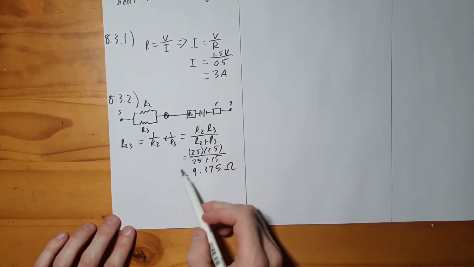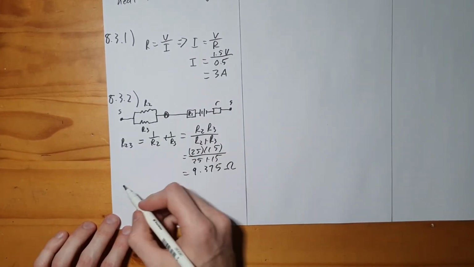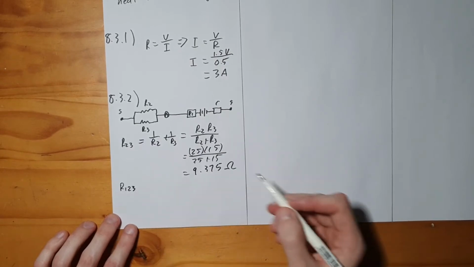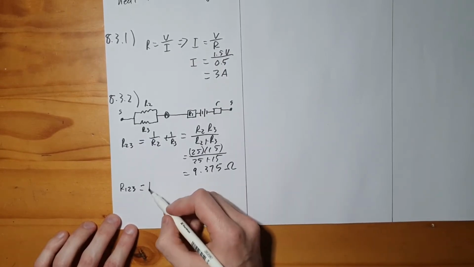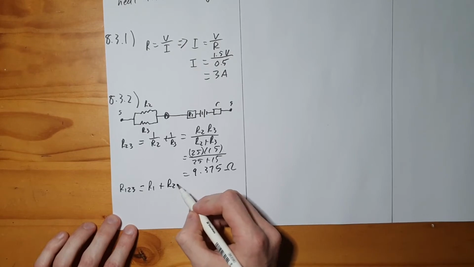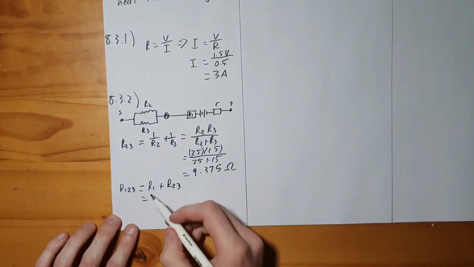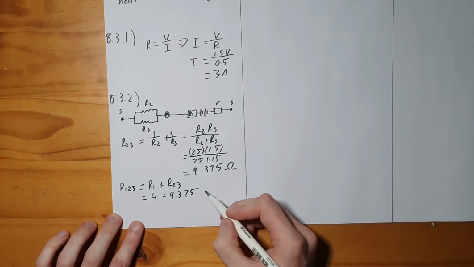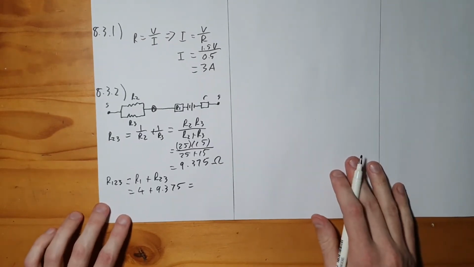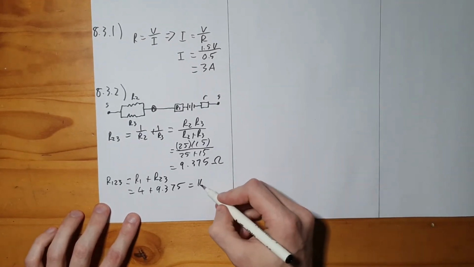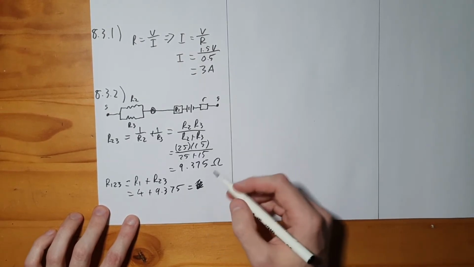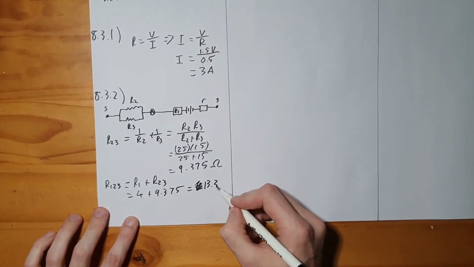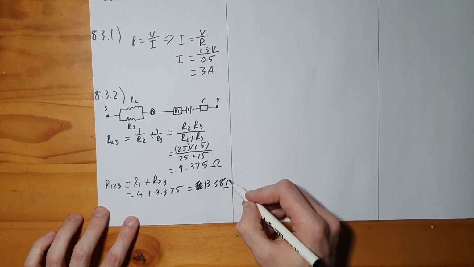So now we've got to add this to this branch over here. So we can say R123, which is my total, is then going to be R1 plus R23, which is then going to give me 4 plus 9.375, which is then going to give me a total of 13.38, okay, if you round up, ohms.